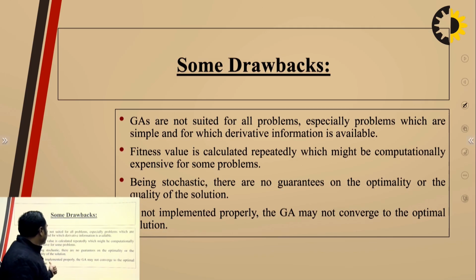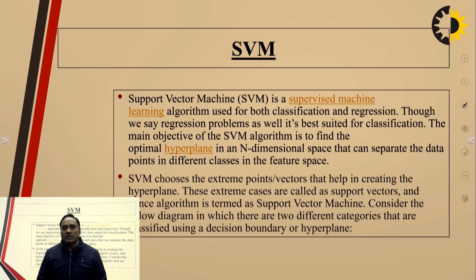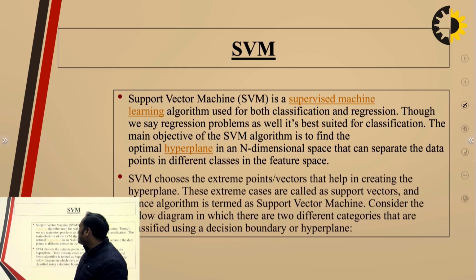If not implemented properly, the GA may not converge to the optimal solution. If you are using this algorithm and it does not converge properly, then you are not getting a good result. So these are the advantages and disadvantages.